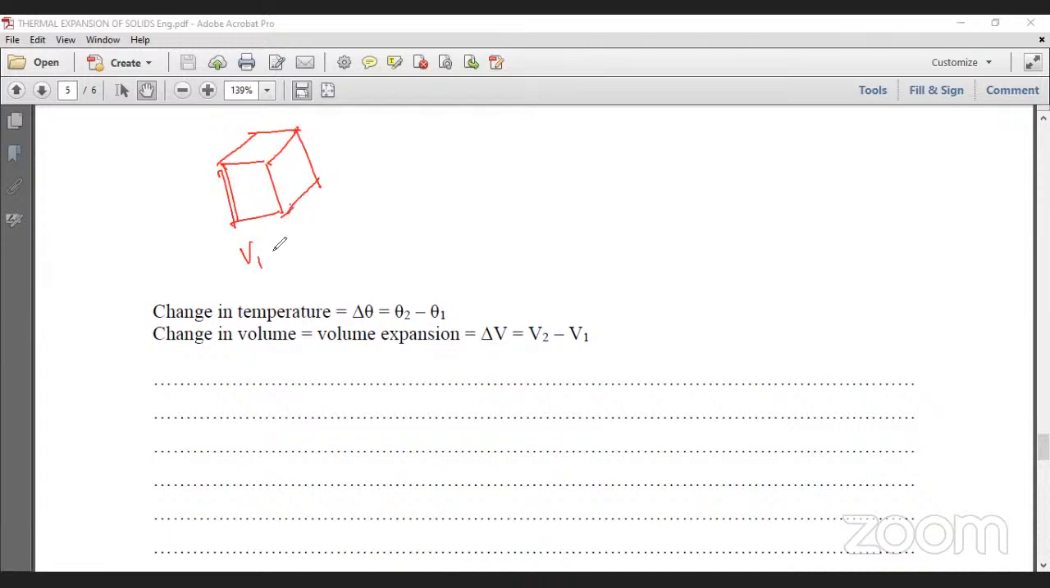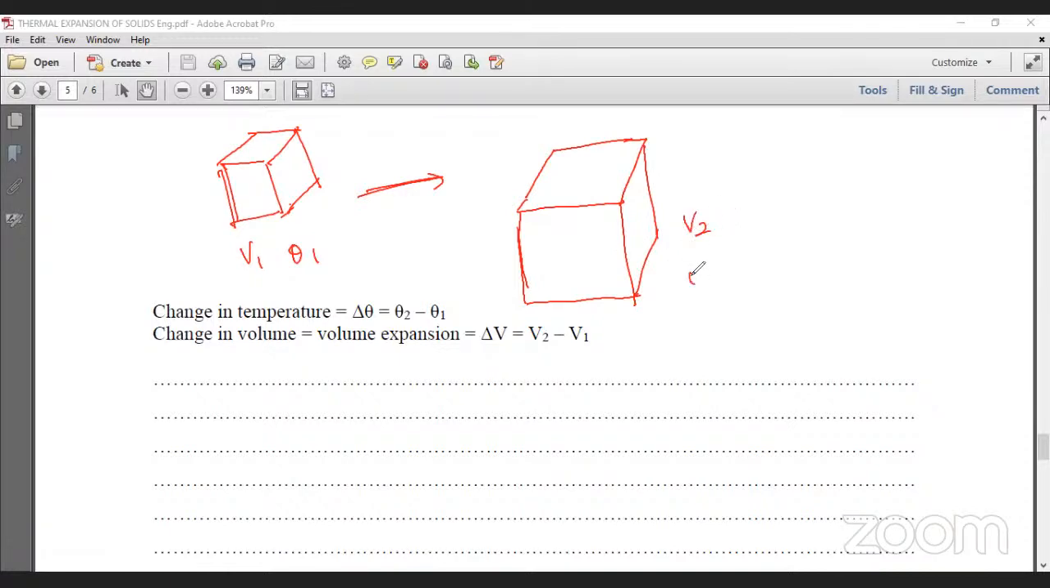Let's say this volume is V1 at temperature theta 1. When you increase the temperature, it expands and the volume increases. The same thing happens when the temperature reduces: the volume decreases. So the volume becomes V2 at temperature theta 2, where theta 2 is greater than theta 1.